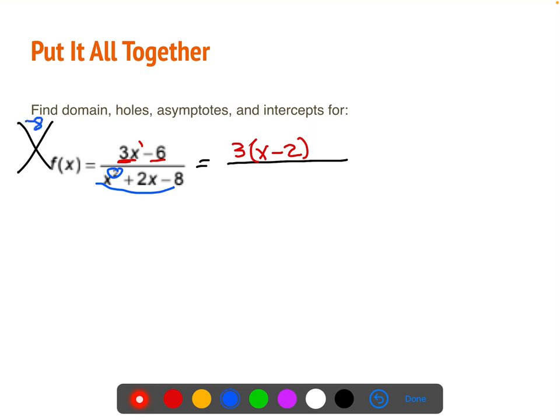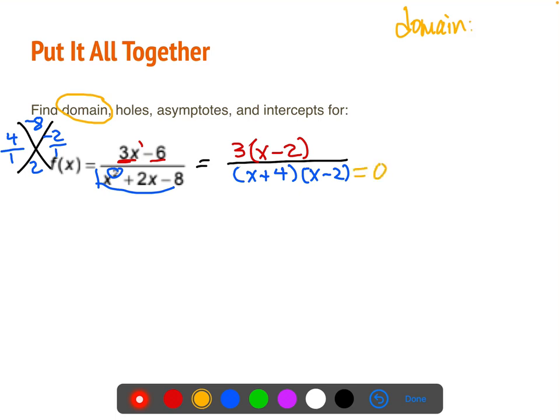On the bottom, that's a squared, so I can use the big X. So A times C is negative 8. B is 2. What multiplies to give me that? Be 4 and negative 2. Divide by A. So I get x plus 4, x minus 2. Now I'm going to take these out of order a little bit. First thing I'm going to find is domain.